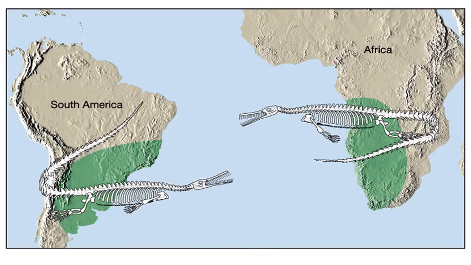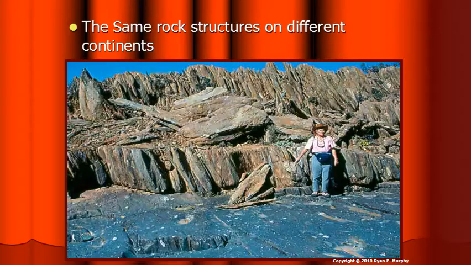Same thing here. We have fossil records of this creature that we find in this area of South America and this area of Africa, which now are separated by an entire ocean. And again, these aren't swimming animals, so they didn't swim across the ocean. It was that this part of South America was actually connected to this part of Africa a long time ago, and they have since moved apart from each other.